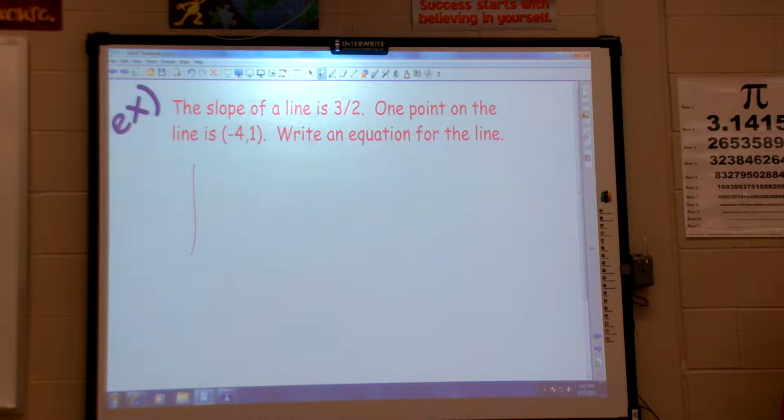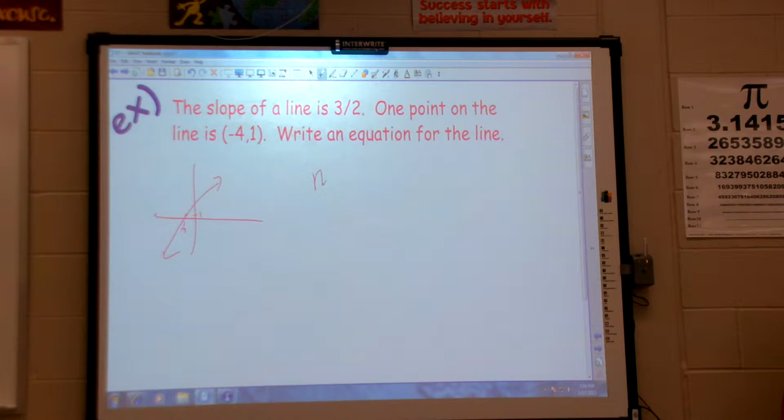So what's going on here is it's saying I have a line, we would know slope is 3/2, up 3 over 2. But I want that line to go through the point -4,1. It says -4,1. That's what I want. I want the equation for that line.